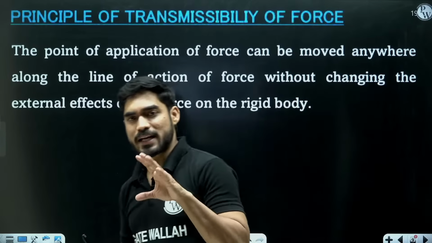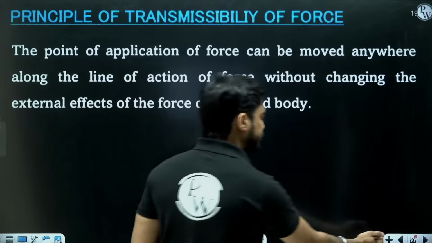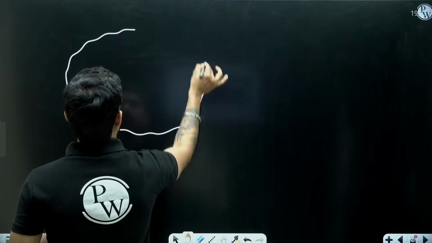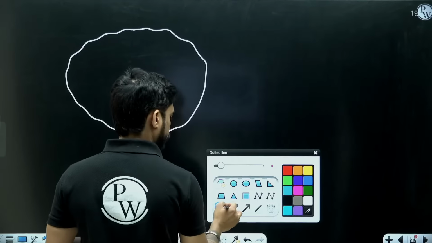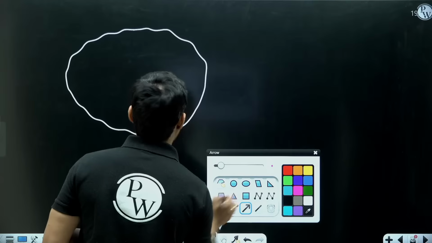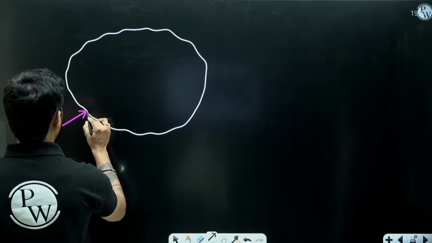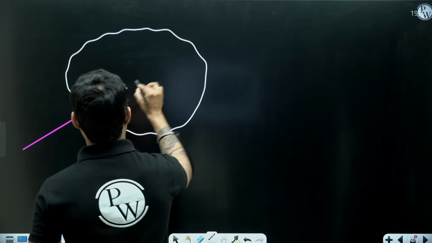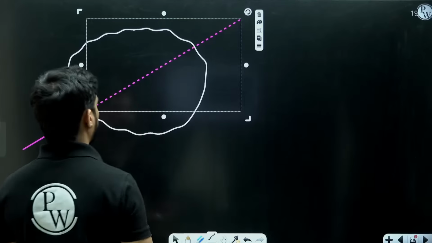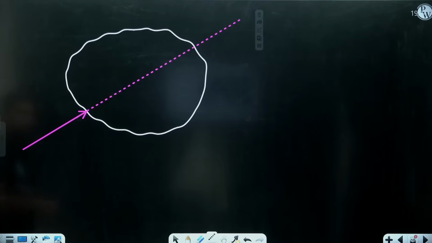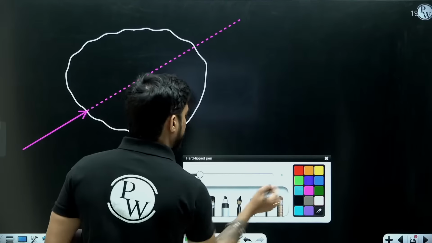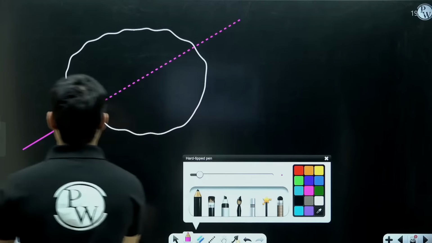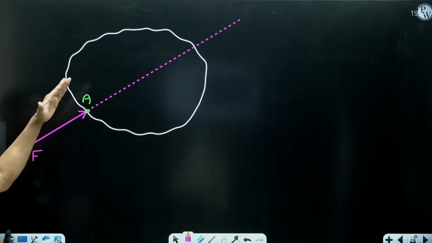According to this principle, let's say that we have a rigid body and there is a force acting on this rigid body like this. Right now, the point of application is this. Let me call this point of application A. Let's say this force is F. It is acting at point A.